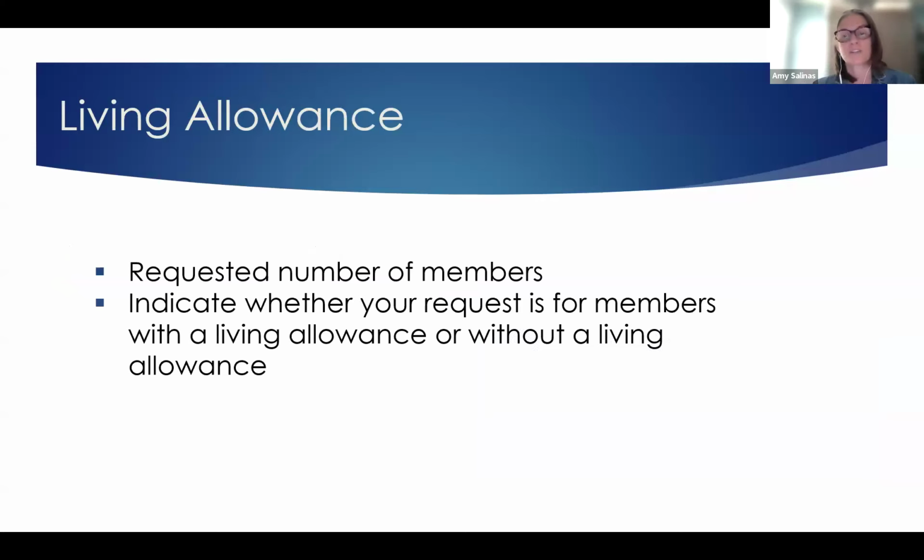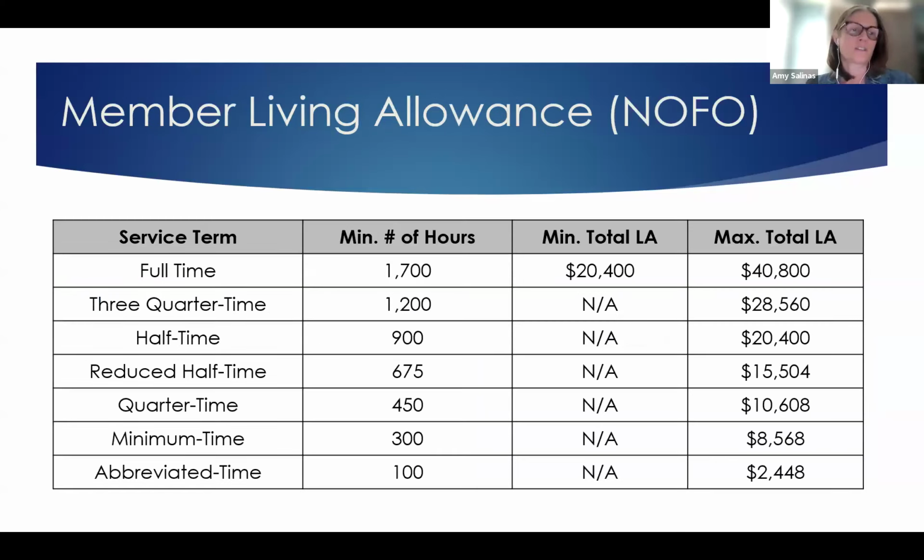It's in this subsection that you'll indicate the number of members you're requesting and whether your request is for members with a living allowance or without a living allowance. Jennifer showed the different member service terms earlier. This is the chart that shows the service terms, the minimum number of hours, and the minimum and maximum living allowances for each member type.